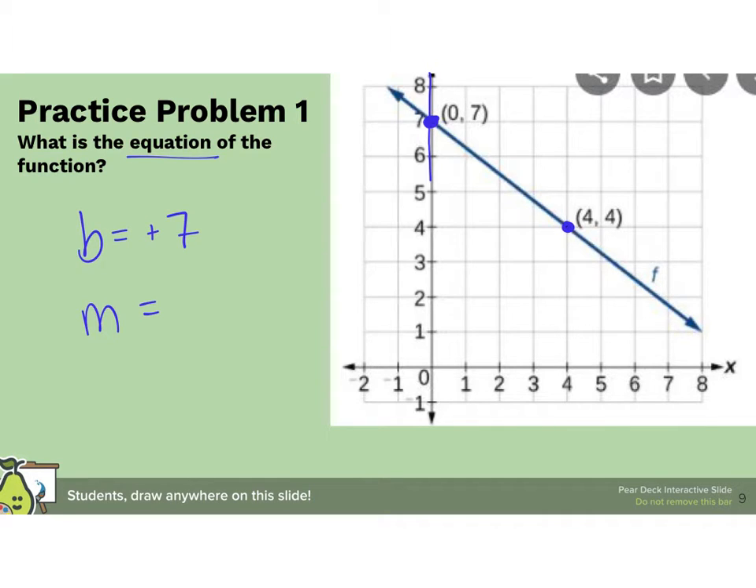Looking at this line, this is a negative sloping line, so I'm going to go ahead and put a minus right here. And then I'm going to count how far down do I go to get from the first point to the next. So I go down 1, 2, 3. So that's a negative 3. And then my denominator is how far to the right I go. 1, 2, 3, 4. Oops. 4.